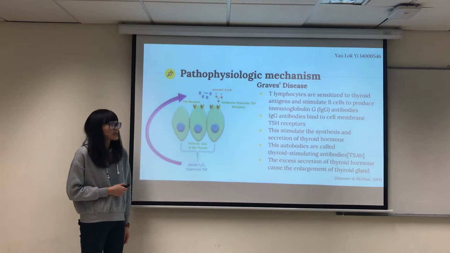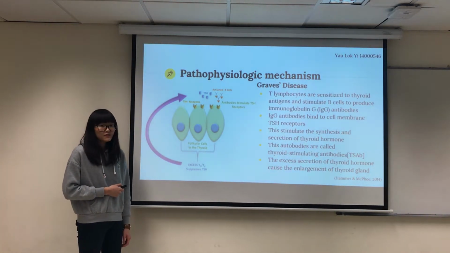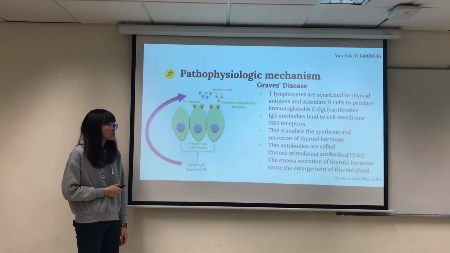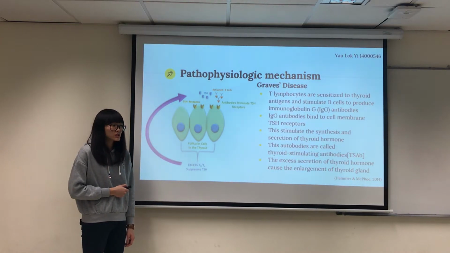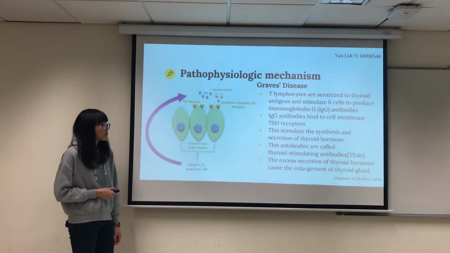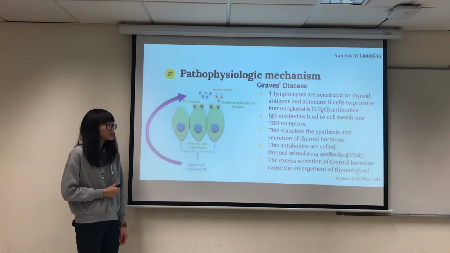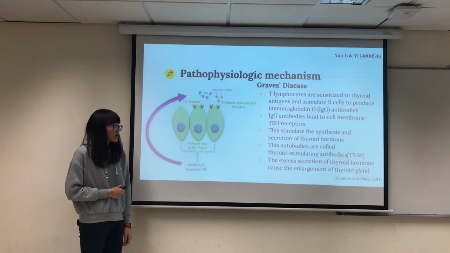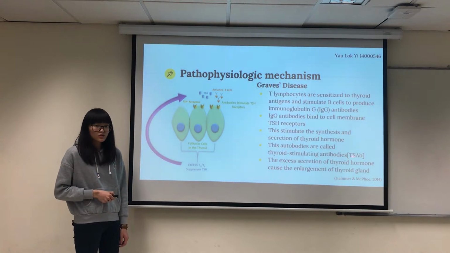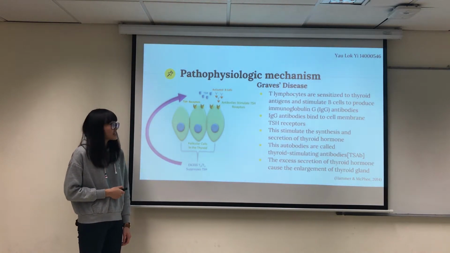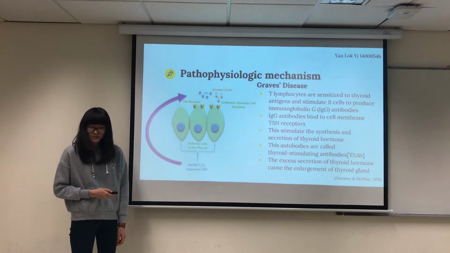Let me talk about the mechanism of Graves' disease also. T lymphocytes are sensitive to the thyroid antigens and will stimulate the B cells to produce immunoglobulin G antibodies. Immunoglobulin G antibodies will bind to the cell membrane TSH receptor. This will stimulate the synthesis and secretion of thyroid hormone. These antibodies are called thyroid-stimulating antibodies. When there is excessive secretion of thyroid hormone, this will cause the enlargement of the thyroid gland, and this is called Graves' disease.